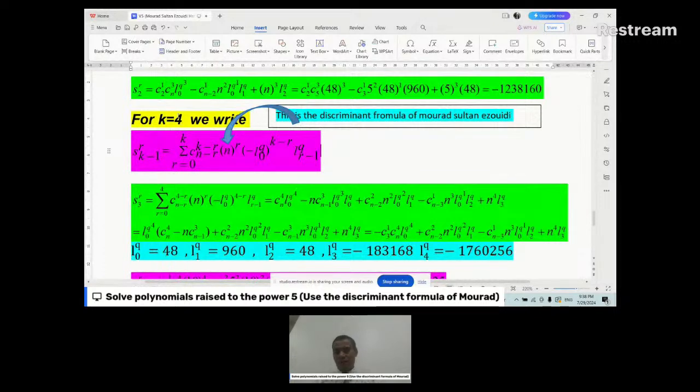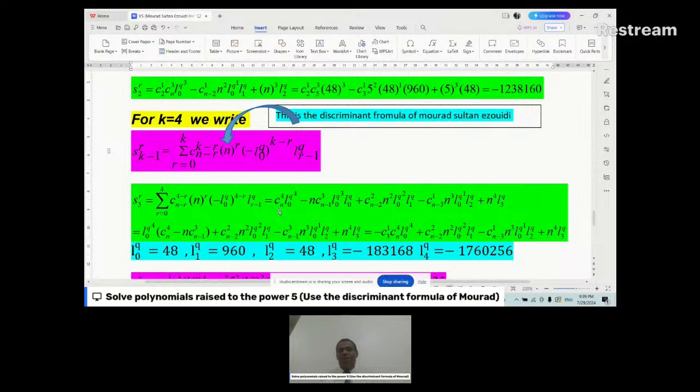Because from the beginning we told that we have to set k equal 4 in the discriminant formula of Mourad Sultan Ezouidi, k times n raised to the power r, of course, r from 0 to 4, is negative parentheses L0 for dq raised to the power 4 minus r times Lr minus 1 of 4 dq. Okay, we can develop this, learners.